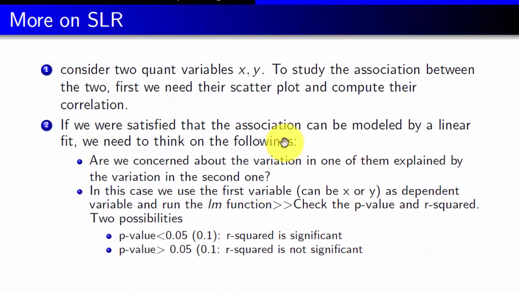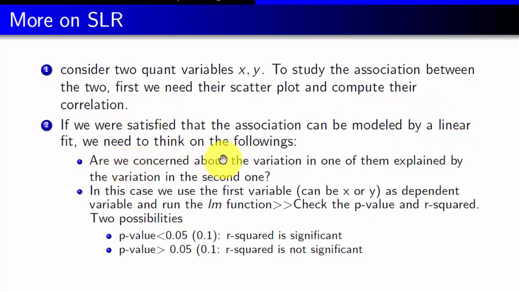Simple linear regression, or SLR, introduced last lecture to study the relationship between, or the association between, two quantitative variables. If we have two quantitative variables x and y, and we want to study the association between the two, one option is to use simple linear regression. For that, first we need to have the scatter plot of the two and compute the correlation. Considering the scatter plot and correlation, if, based on the scatter plot and the value of the correlation, we decide to model the association between the two variables using a linear fit, we need to think of the following cases.